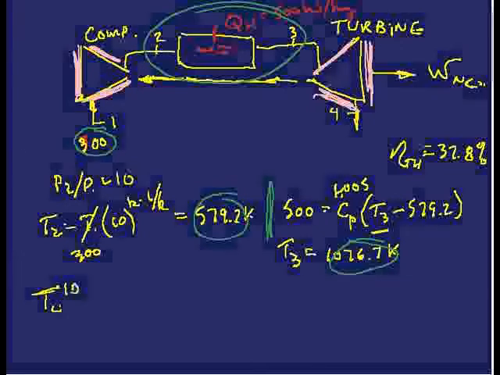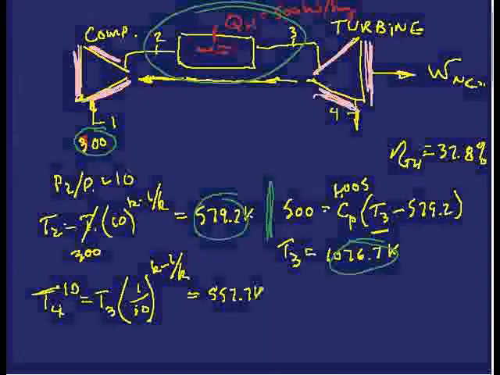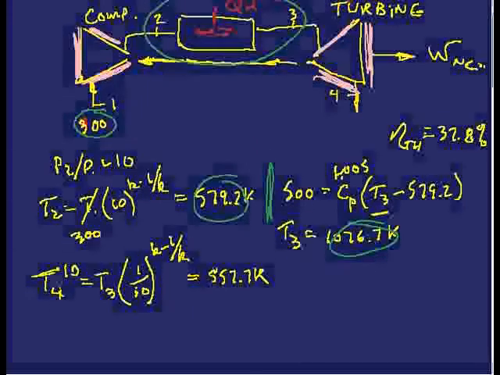T4 ideal would be equal to T3 times (1 over 10), that would be (P4 over P3) to the (k minus 1) over k. k is 1.4. Plug in the numbers. You come up with T4 ideal would be 557.7 Kelvin. Okay. Now all we need to do is find what T4 real was, and then we can find the actual energy out of the turbine.